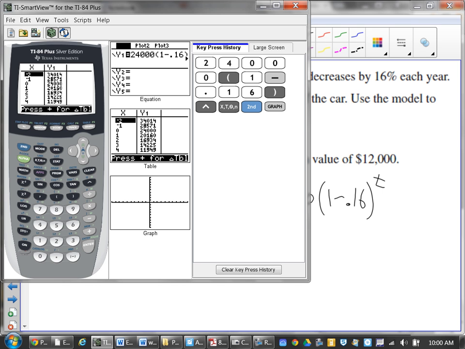So notice year 0 the car was worth 24,000. After 1 year, it was 20,160. At 2 years, 16,934. Are these all rounded? Yes, they are. It depends on how my table is set up. 12,000. So you're looking at that. 2 years, it's 16,900.